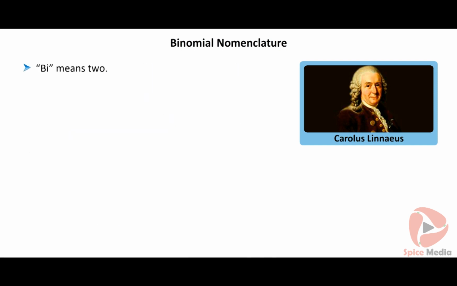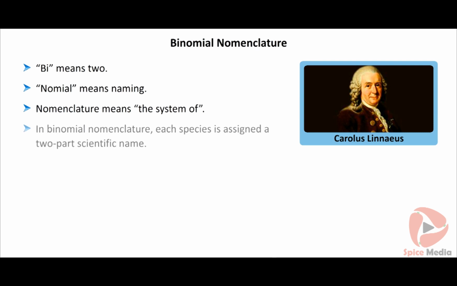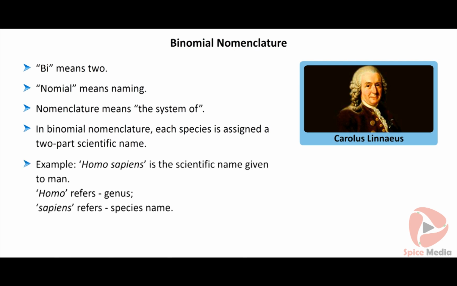Bi means two, nomial means naming, nomenclature means system of. In binomial nomenclature, each species is assigned a 2-part scientific name. The first one belongs to the genus and the second name is the specific name for that organism. Example: Homo sapiens is the scientific name given to man. Homo refers to genus and sapiens is the species name.